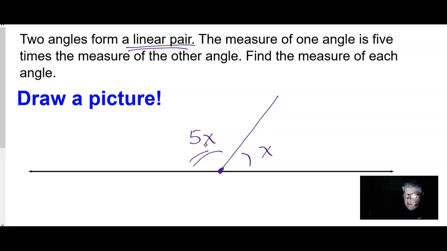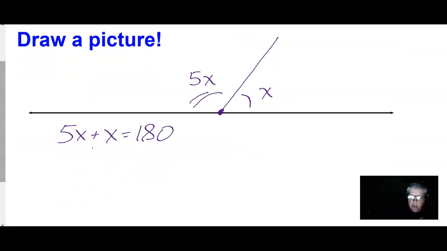Find the measure of each angle. That's weird. Oh, wait. A linear pair always adds up to 180 because they're supplementary. So 5x plus x equals 180. And that should look familiar. We did that as a warm-up problem today. We add those together, divide by 6.